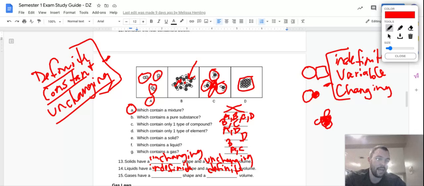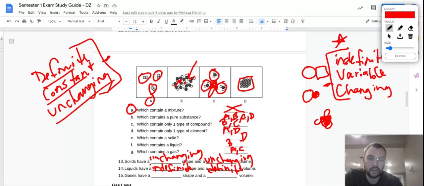Now, gases are kind of the funky one here. Gases have a changing shape. Those gases can be any shape, depends on what container they're in. And their volume can also change. You can take a gas and you can squash it together, or you can spread it out more.